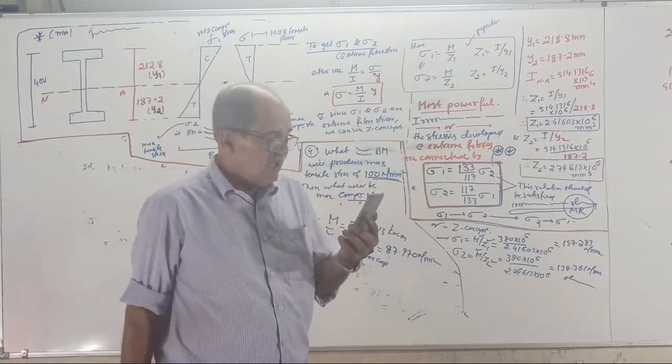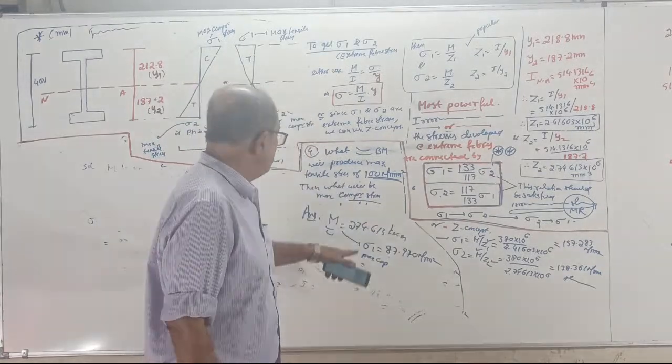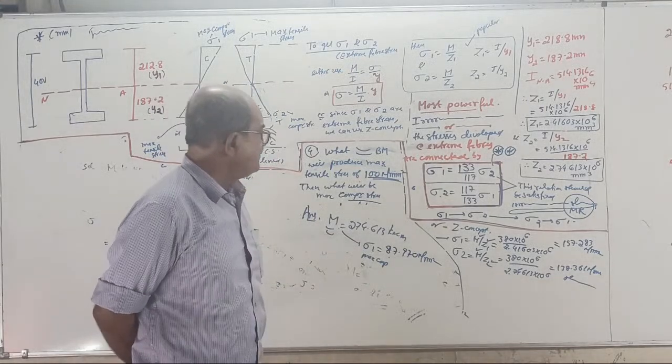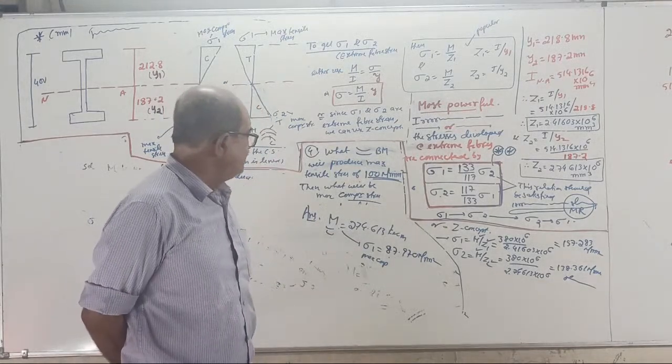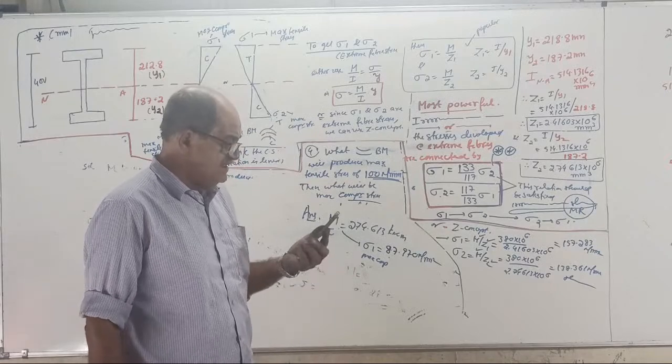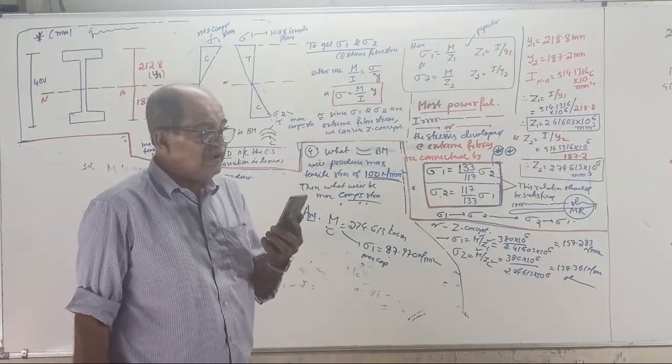First, are you getting the answer or not? Now M will come 274.613 and then sigma 1 will come 87.970. If you tell me yes, got it, I will close the class.